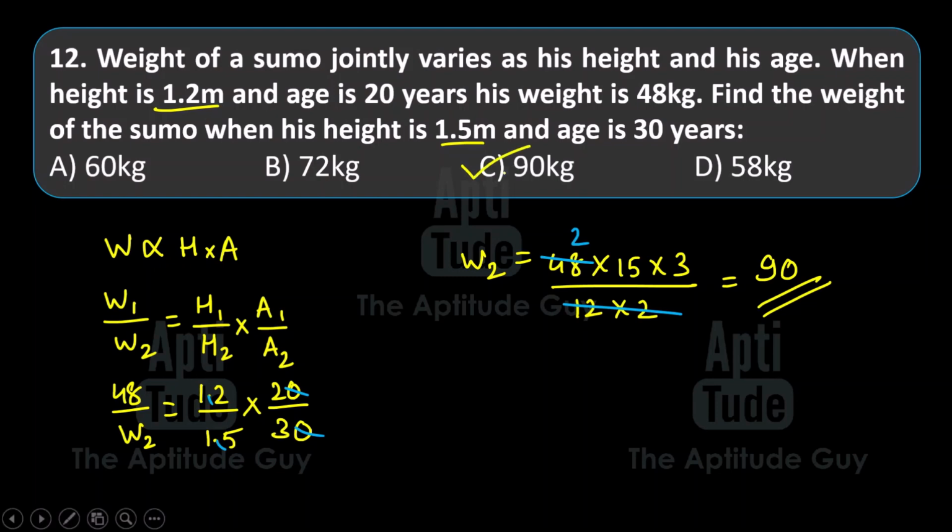Done. So you see how simple this is. Write the proportionality, then convert it into an equation, then substitution, calculation. Proportionality, equation, substitution, calculation. That's all, nothing else.